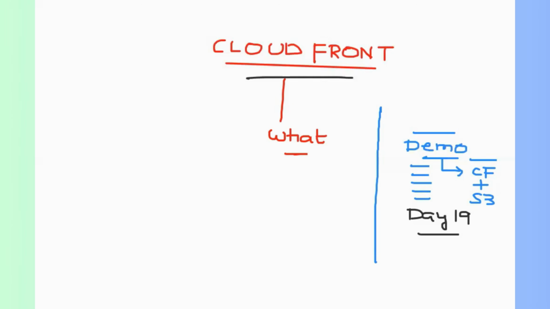So the textbook definition, or the AWS definition, says CloudFront is a managed AWS service that provides you the solution for CDN. Okay, what does CDN stand for? CDN is content delivery network.